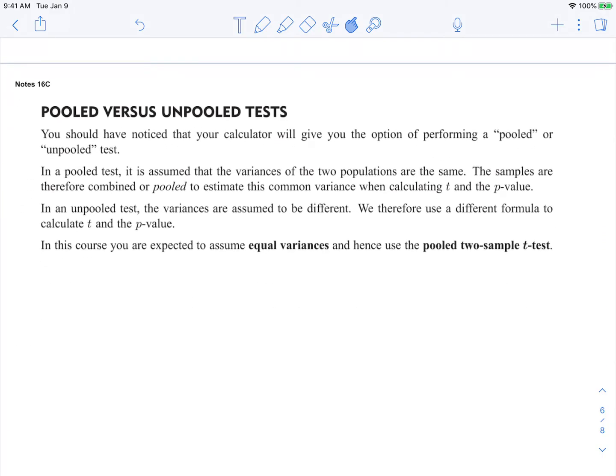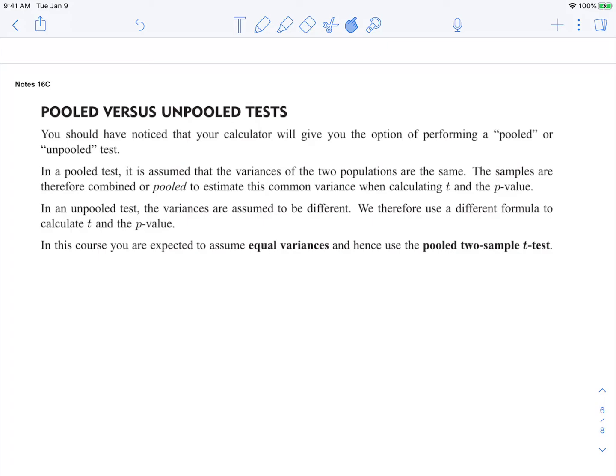Pooled versus unpooled tests. You should have noticed that your calculator will give you the option of performing a pooled or unpooled test. In a pooled test, it is assumed that the variances of the two populations are the same. The samples are therefore combined or pooled to estimate this common variance when calculating the t and the p-value. In an unpooled test, the variances are assumed to be different. Therefore, use a different formula to calculate t and p values.